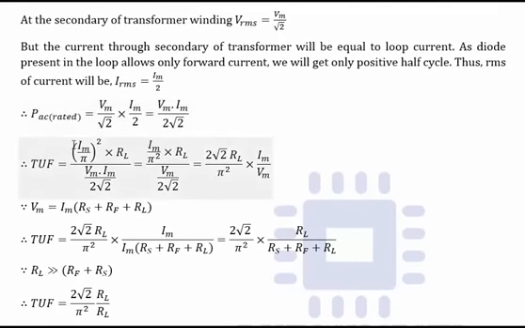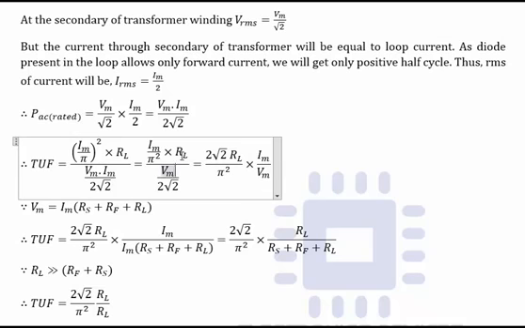So PDC is put here as Im by pi square RL, and PAC rated is substituted here as Im Vm divided by 2 root 2. Then we can cancel Im from this side. Here we had Im square, and that has cancelled with this Im at the denominator side. So only Im will remain in the numerator, and this Vm is also available here, and this RL is there.